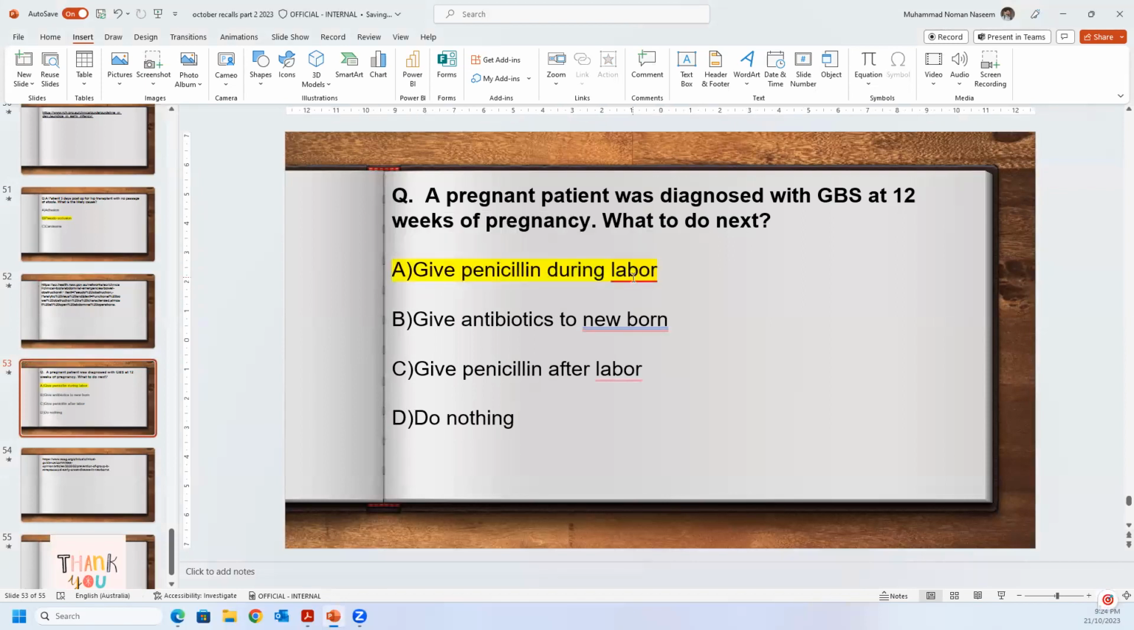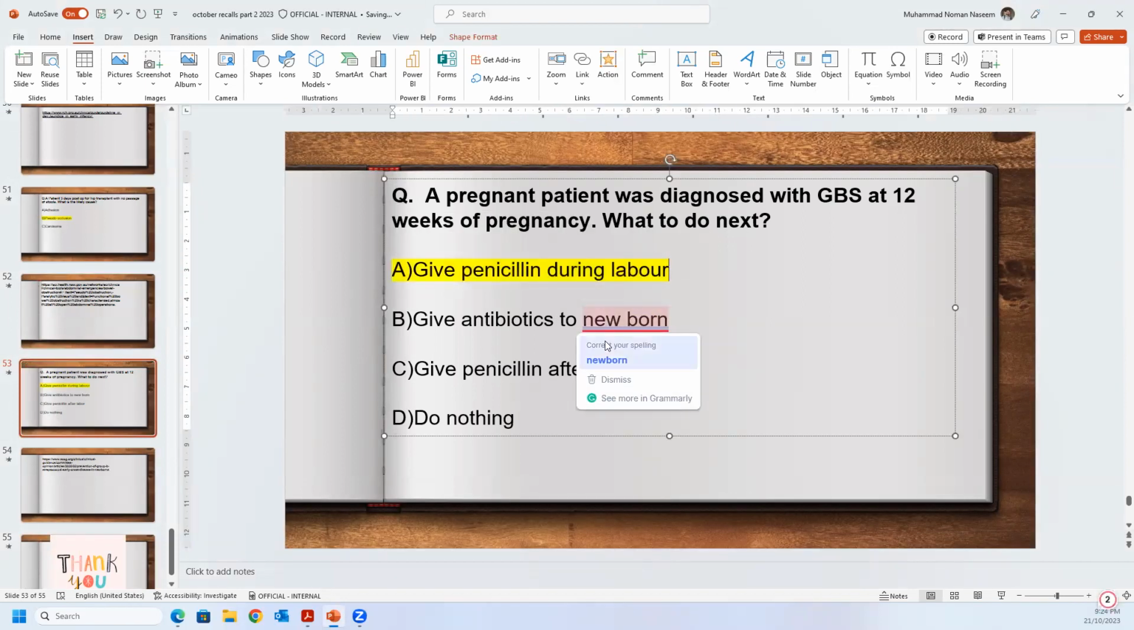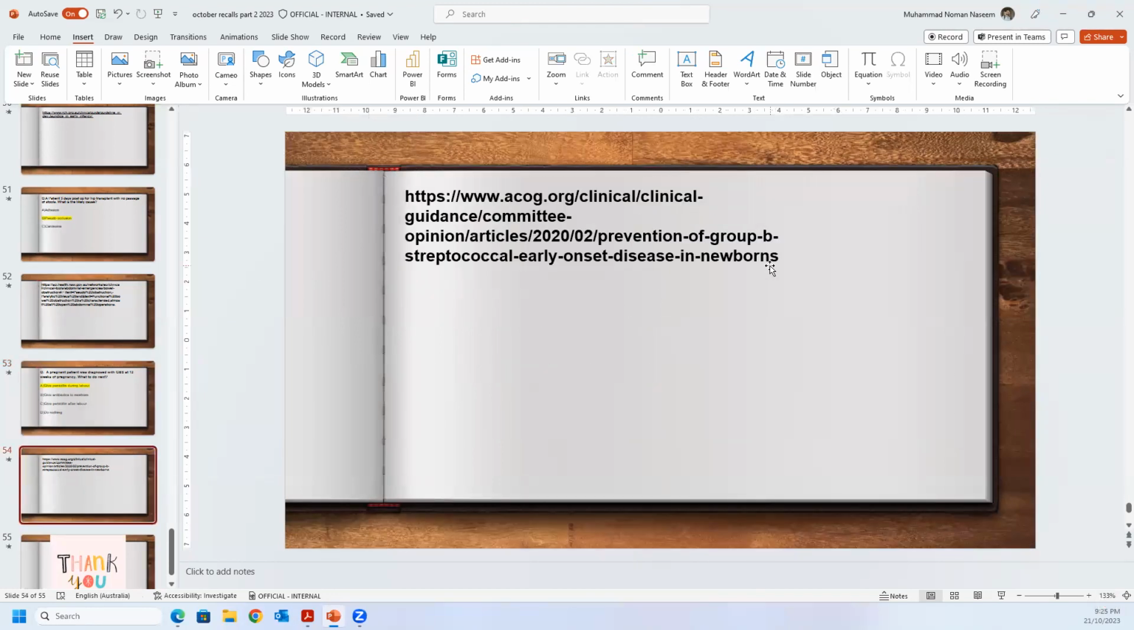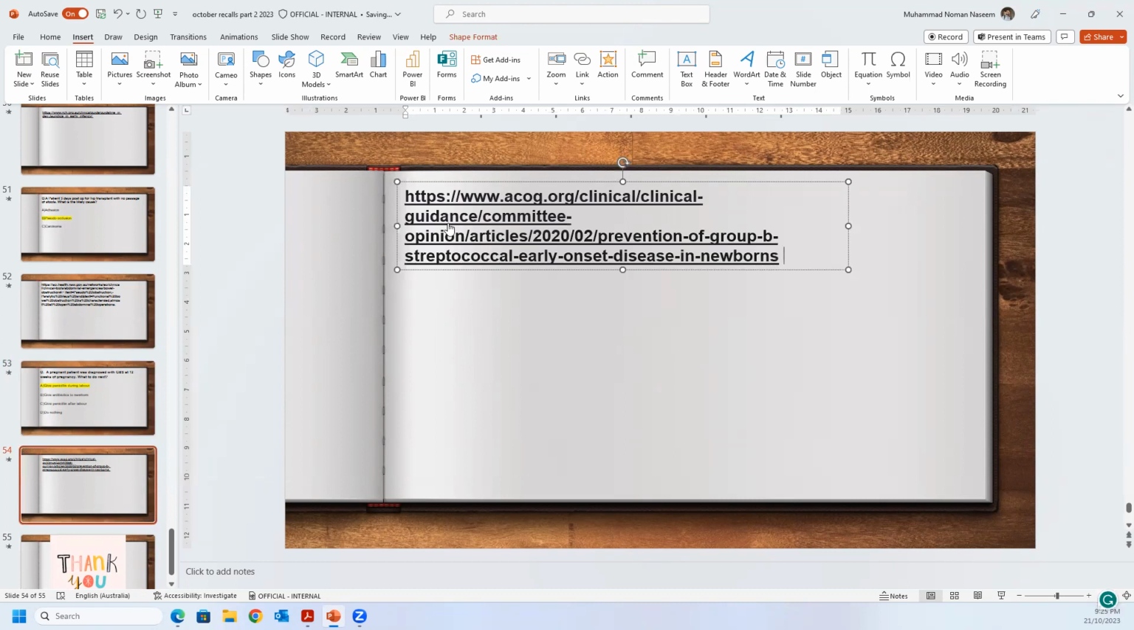So if a patient who is having previous infection, doesn't matter if we do the screening or not, if they had the infection in the previous pregnancy, we give them prophylactic antibiotic during the labor. But if the patient is diagnosed with GBS, we treat it during the pregnancy and then give prophylactic antibiotic during the labor as well. So if you open this one, it'll tell you much needed information about GBS.